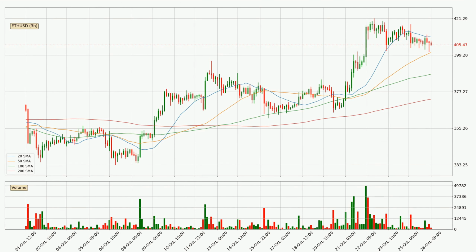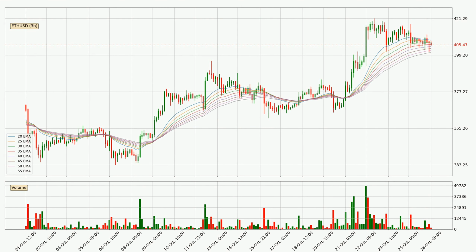Looking at the 3-hourly simple moving averages, the current price is between the 50 and the 20 SMA. If the price bounces off the 50 SMA, which is currently at 401, it could be seen as a support, and the 20 SMA that is at 410 could be seen as a resistance to the upside. Breaking either way signals a possible further move to the corresponding direction.